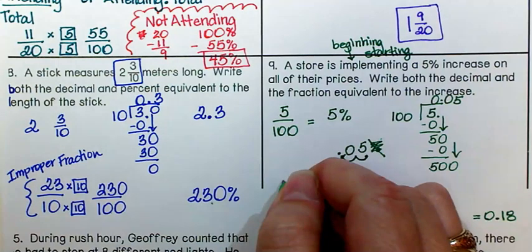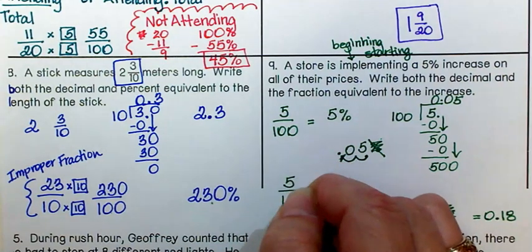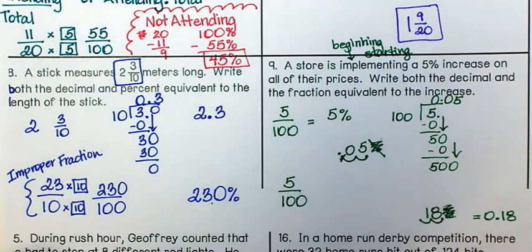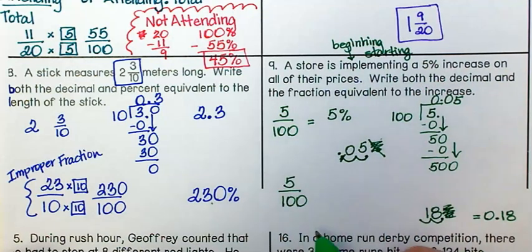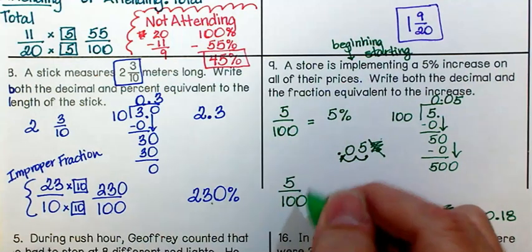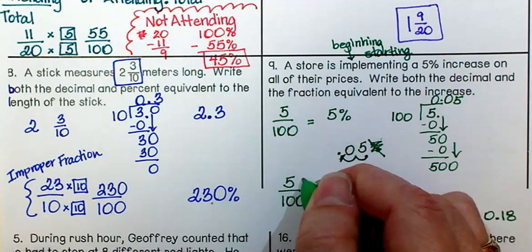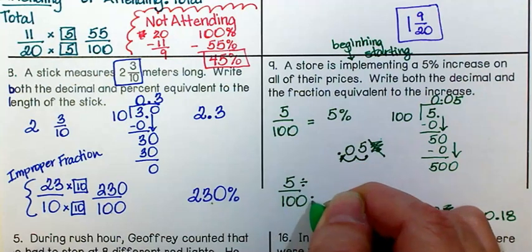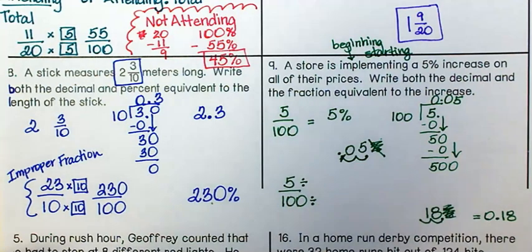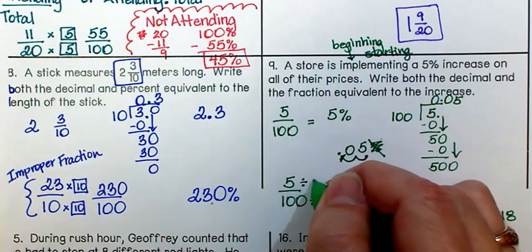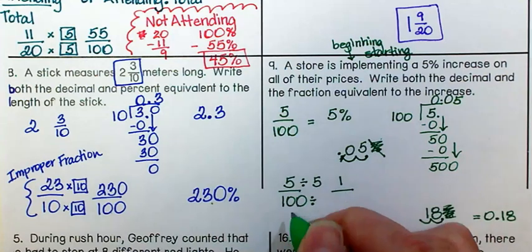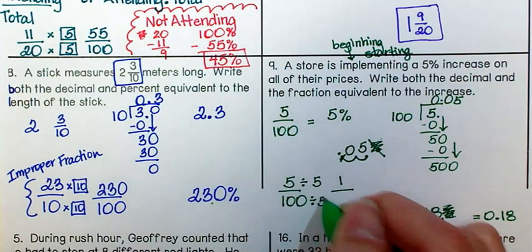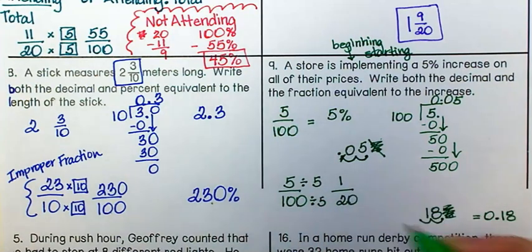All right, back to this 5 over 100. So this is a fraction, and yes, it's equivalent to 5%, but it's not in lowest terms. But you guys have learned some divisibility rules, and you know that both of these numbers are divisible by 5, because a number is divisible by 5 if it ends in either 5 or 0. So 5 divided by 5 is going to give me 1 on top. And 100 divided by 5 is going to give me 20 on the bottom.